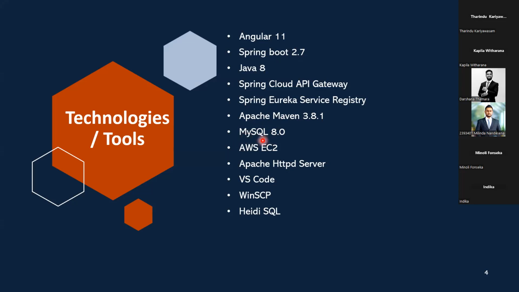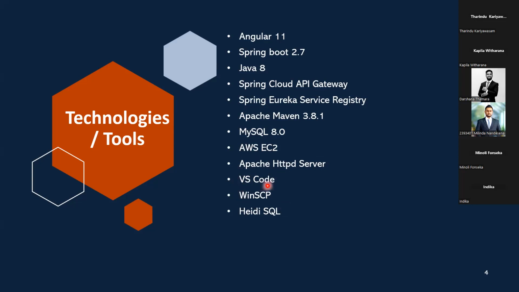And AWS EC2 and the Apache HTTP server are mainly needed for the deployment. So we are going to deploy the application on the AWS EC2 environment. I will show you guys how we can utilize these tools when we come to the deployment. And finally, we have these tools.